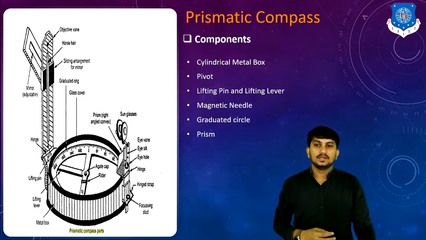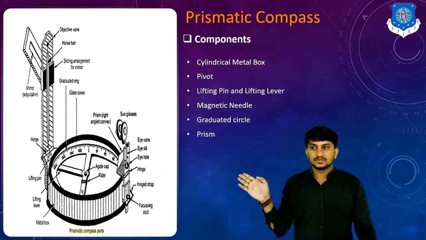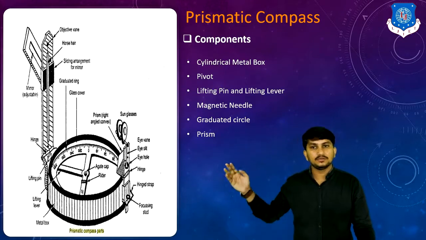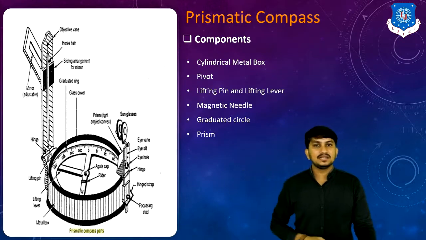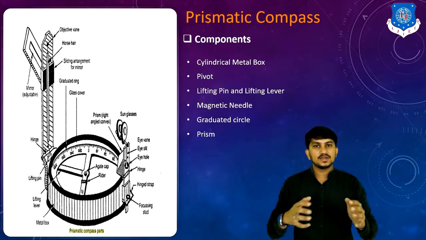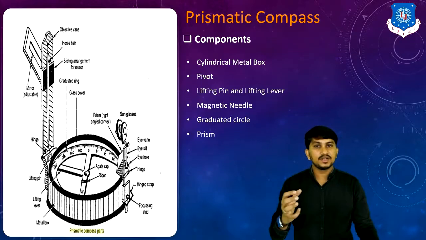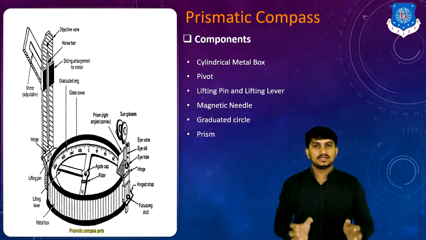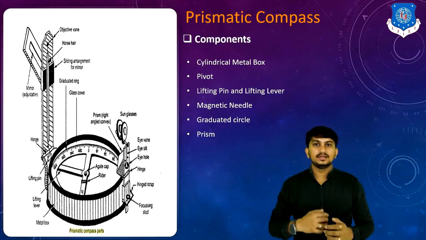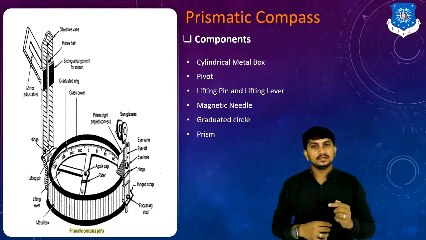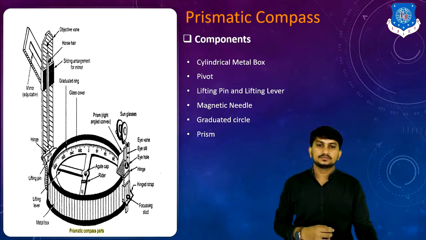Next is the prism. You can clearly see the prism. It is above the eye vane, which is exactly opposite to the object vane. This prism is used to read the graduations or readings on the graduated ring, because on the graduated ring all the numbers are in mirror image. So to read the readings, we have to see the graduations through the prism.